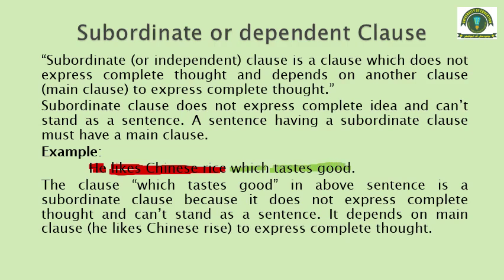But when I say which tastes good, obviously you're going to ask me what tastes good. You're talking about some dish, some sweet dish, something spicy. So you will be confused altogether. So this sentence cannot complete its meaning. It means it is a subordinate clause. Cool? Yes, it is. It does not express complete thought and can't stand as a sentence. It depends on the main clause, he likes Chinese rice, to express the complete thought.